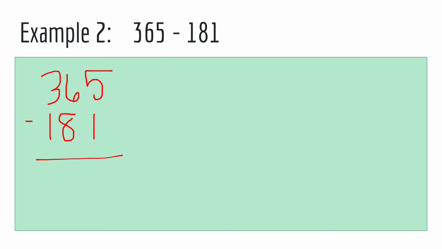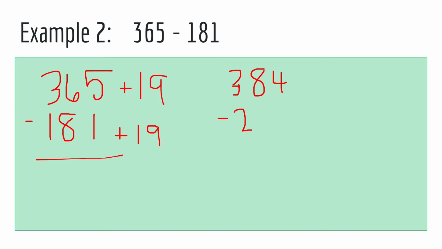For the second example, we're going to do 365 minus 181. And for equal additions algorithm, we are going to add 19 to both sides to make the subtraction problem simpler. This gives us a new subtraction problem of 384 minus 200.